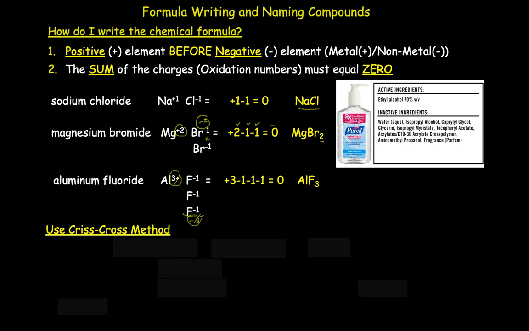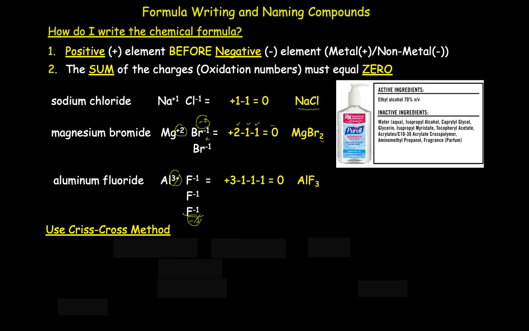Now, there's an easy way to do this. This is the, I would say, quote unquote, correct way to do it, because you're really thinking about the number of ions that you need to cancel out the other. However, there's a quick way to do this, and I'm going to show that to you. But I want you to understand why you're doing it.